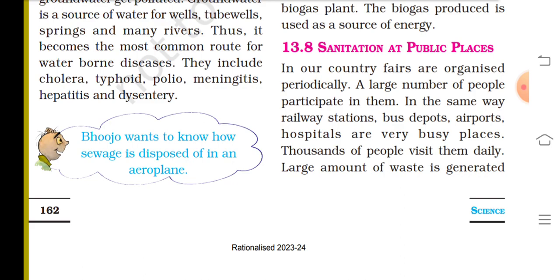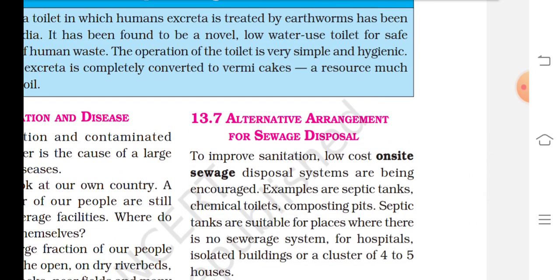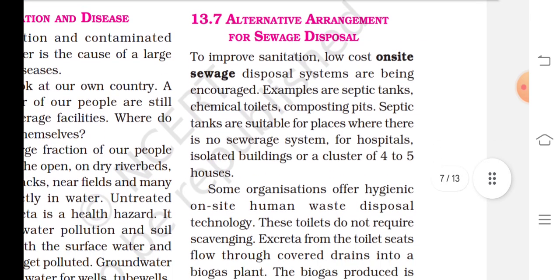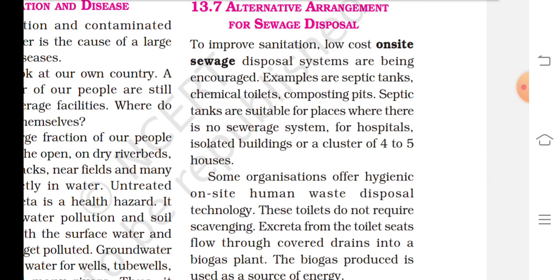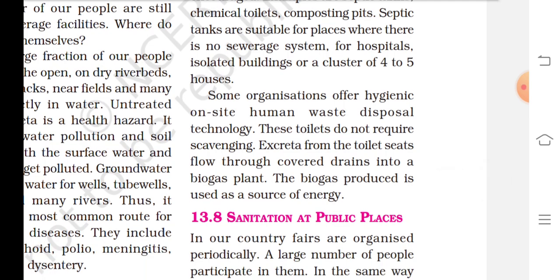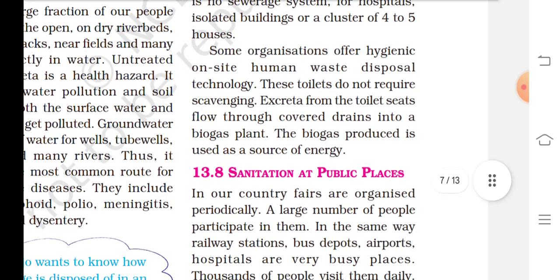Bojo wants to know how sewage is disposed of in aeroplanes. To improve sanitation, low-cost on-site sewage disposal systems are being encouraged. Examples are septic tanks, chemical toilets, and composting pits. Septic tanks are suitable for places where there is no sewage system, for hospitals, isolated buildings, or clusters of 4 to 5 houses.